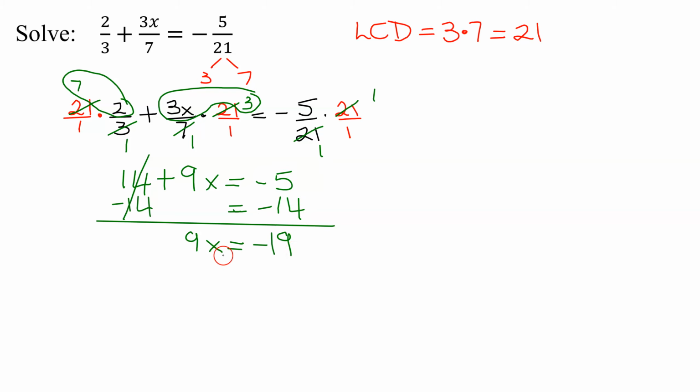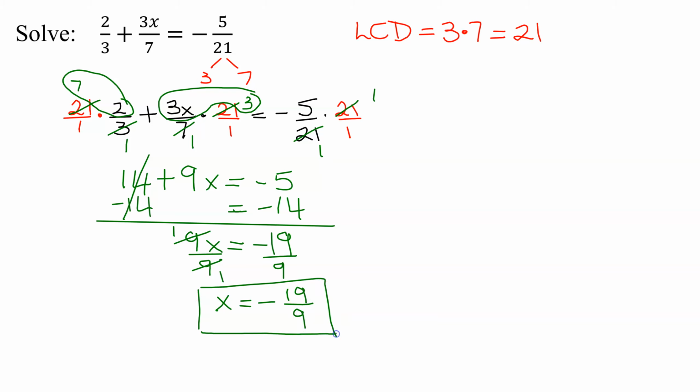So now all I have to do is get x by itself, so I'm going to divide both sides by 9. These 9's reduce, so I get 1x over 1 is x equals, does 19 over 9 reduce? No, it doesn't reduce, so I'm going to get x equals -19/9. And that is my answer. Don't panic, the answer can be a fraction.